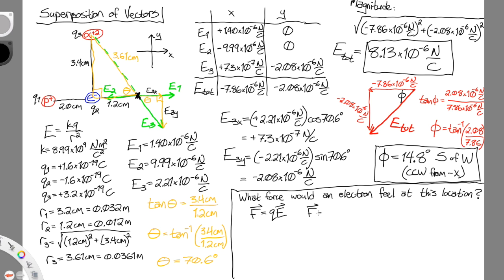So the force here is going to be the charge that we put there, the test charge, which is this electron. And electrons have a charge of negative 1.6 times 10 to the negative 19th coulombs. And I'm keeping the negative because this is a vector equation, so that will have implications for the direction, times the value of the electric field at 8.13 times 10 to the negative 6th newtons per coulomb.